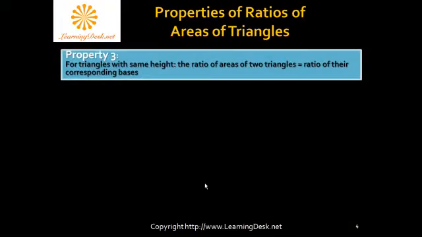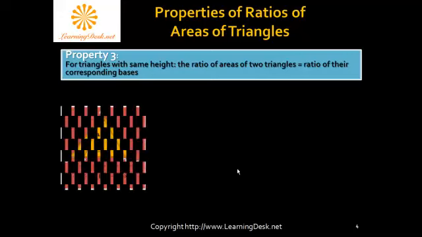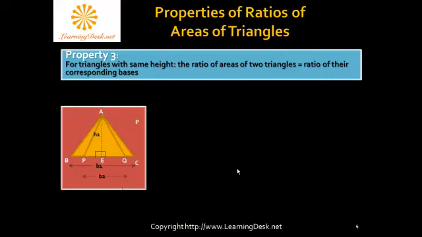Property number 3 says for triangles with the same height, the ratio of the areas of two triangles is the ratio of their corresponding bases. So it's exactly the opposite of property number 2, where they say if we have the same base, then the ratio is the ratio of their corresponding heights. Here, if it's the same height, the ratio is the ratio of their corresponding bases. Here is how we see.